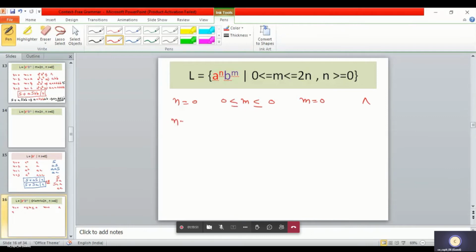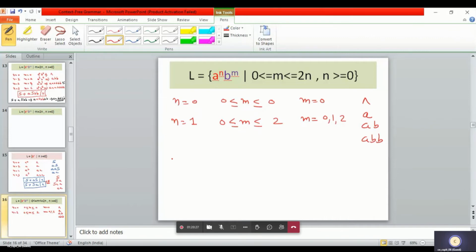Now when n is equal to 1, we have 0 less than or equal to m less than or equal to 2. So now we have different values of m. You can see it is 0, 1, 2. So the value of m can be 0, 1, 2. So it can be only a, it can be ab, it can be a double b.